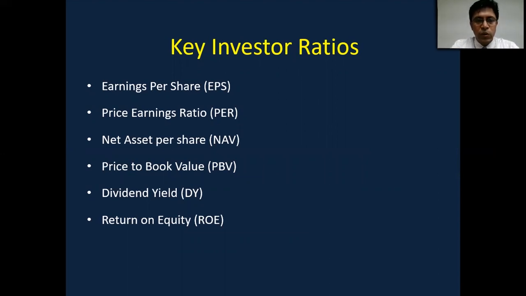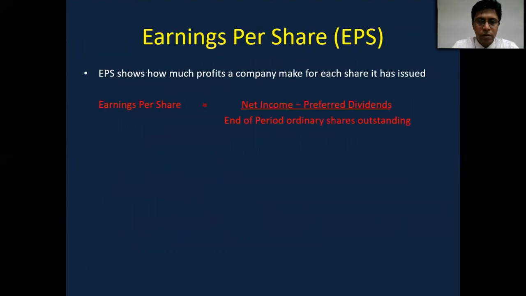So following are the ratios that we will be looking at in this presentation: earnings per share, price earning ratio, net asset per share, price to book value, dividend yield, return on equity. Some of these ratios, like the price earning ratio, will be concentrating on company's profitability, while ratios like NAV and PBV will be looking at the company's asset base. So let's move on to the first ratio.